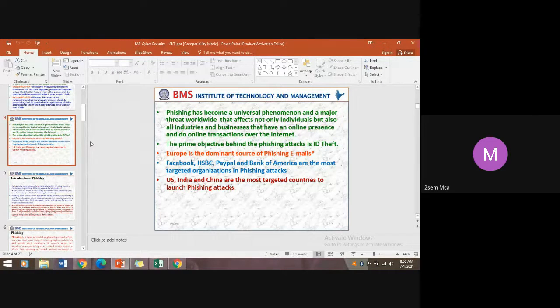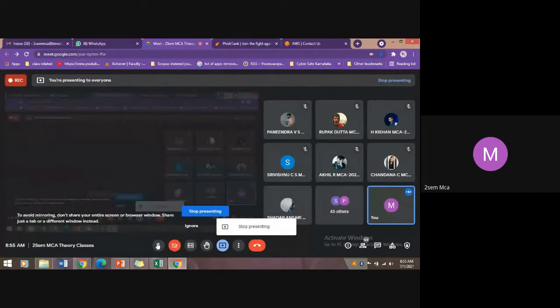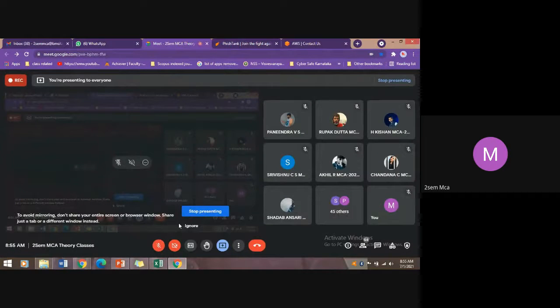Why is India targeted for phishing attacks? Lack of awareness, population. Yes, lack of awareness.